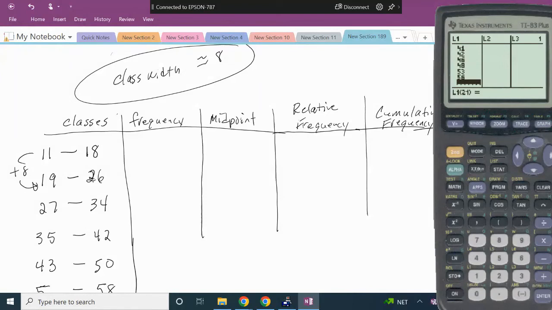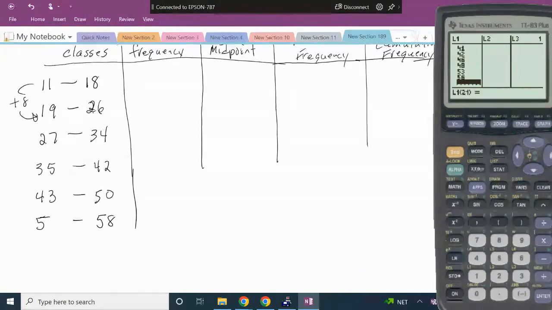All right. So now that's the first part. You take the largest number minus the smallest number, divide by the number of classes, and you always round up, right? So we rounded the 7.5 up to 8. Then we mapped out our classes. We used the smallest number as a starting point, and then I went in a zigzag pattern to find the class width, and then I backed down 1 to find that upper limit.